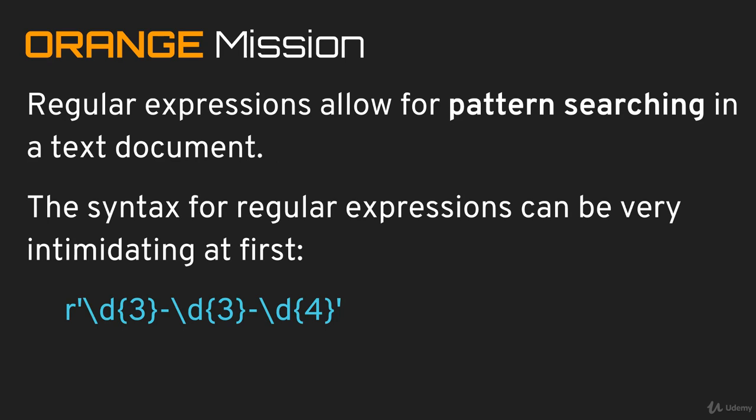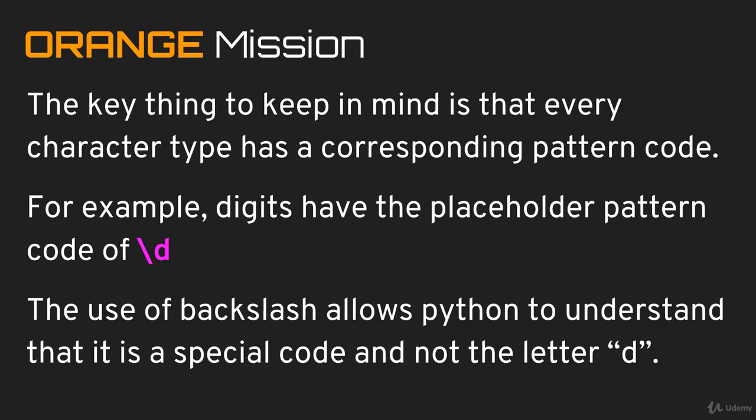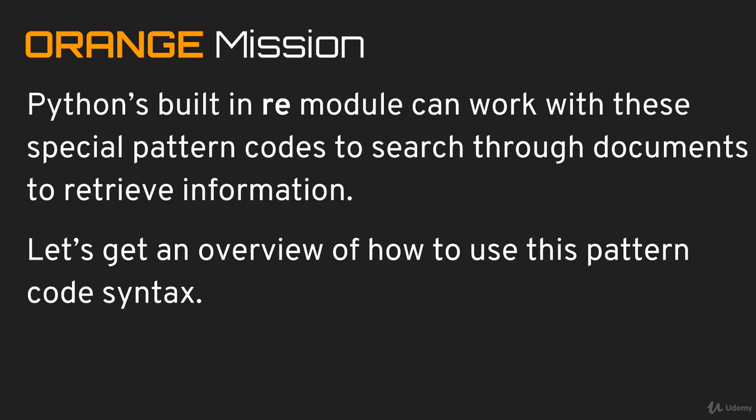Now, the syntax for regular expressions can be very intimidating at first. Here we can see an example of what the pattern structure looks like for a phone number. The key thing to keep in mind is that every character type has a corresponding pattern code. For example, digits have the placeholder pattern code of \d. The use of the backslash allows Python to understand that this is just a special code and not the actual letter D. Python's built-in regular expressions module, or re, can work with these special pattern codes to search through the documents to retrieve information. Let's get an overview of how to use this pattern code syntax.